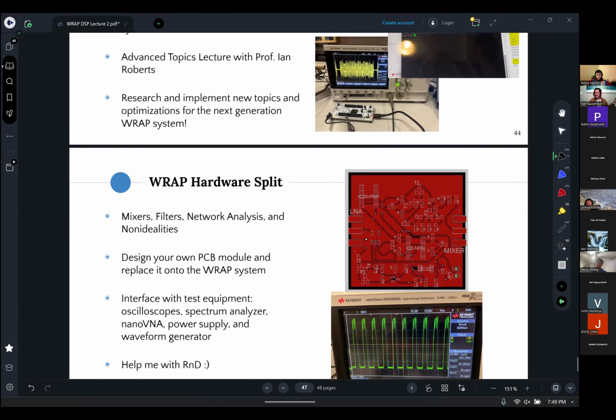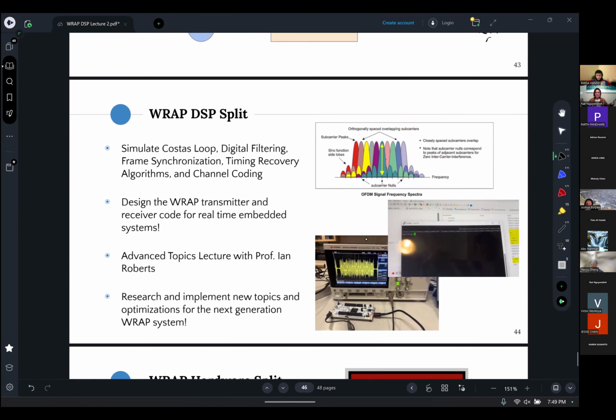Thanks, Victor. And now a little bit about what's left for DSP. After this upcoming assignment, you're going to simulate in MATLAB how the Costas loop algorithm works, as well as implement the digital filters. And then all we have left for the MATLAB simulations is frame synchronization, which is how do we determine when we have... actually, let me explain timing recovery first.